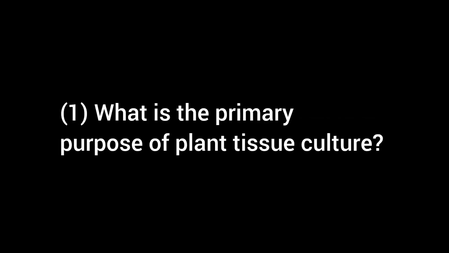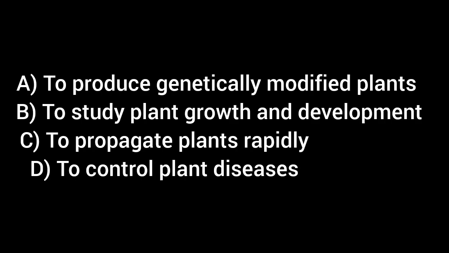Moving to our first question, what is the primary purpose of plant tissue culture? Option A, to produce genetically modified plants. Option B, to study plant growth and development. Option C, to propagate plants rapidly. And option D, to control plant diseases. The correct answer for this question is option C, to propagate plants rapidly.